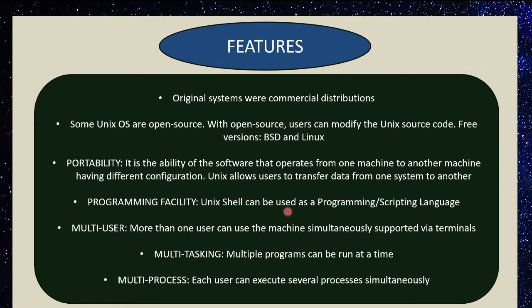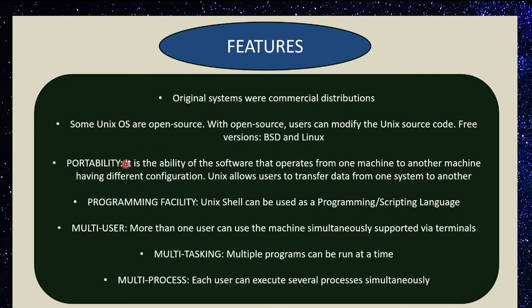Some of the features of the UNIX operating system include the fact that it was originally created as a commercial distribution. Then, some UNIX operating systems became open source. With open source, users can modify the UNIX source code. Some of those free versions of UNIX include BSD and Linux.